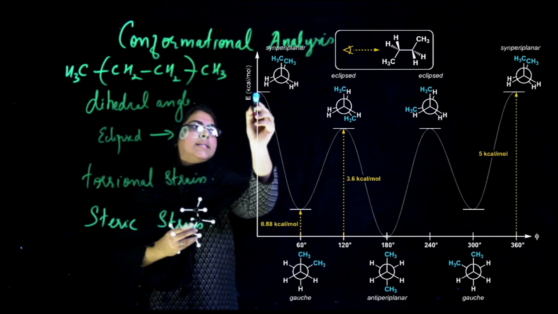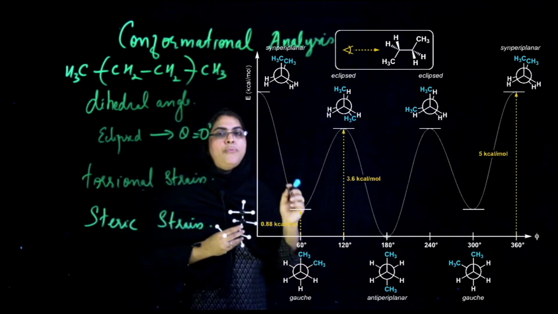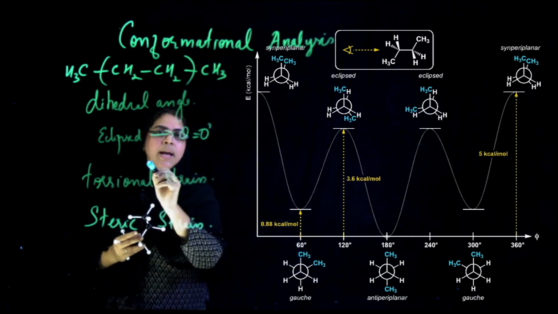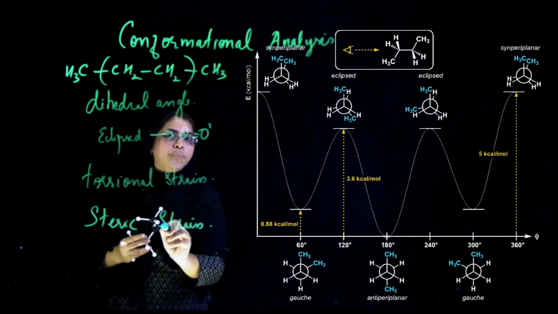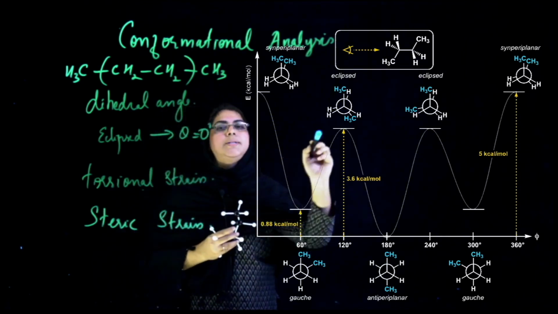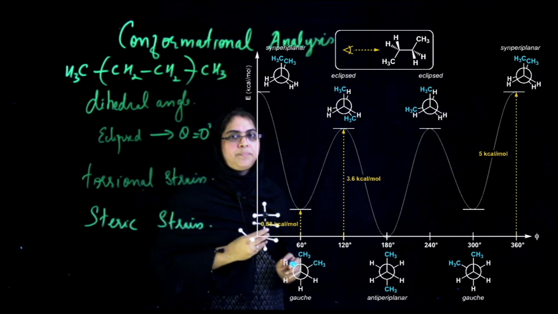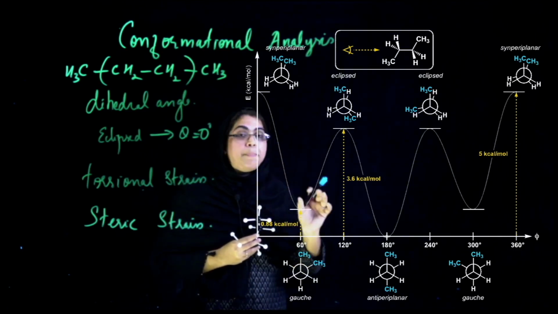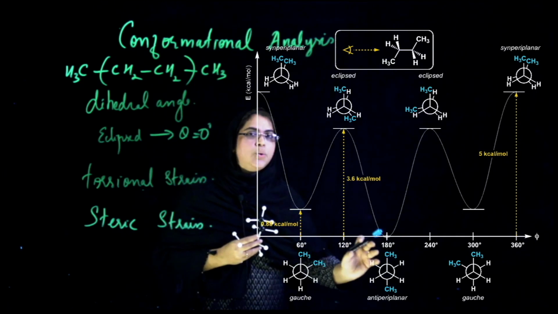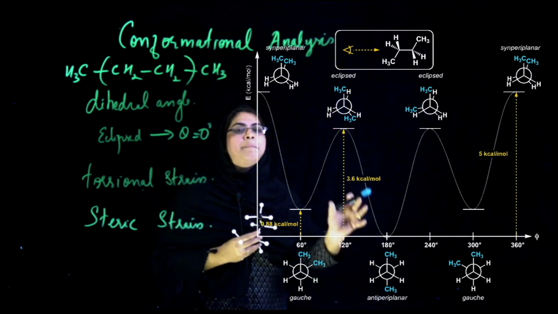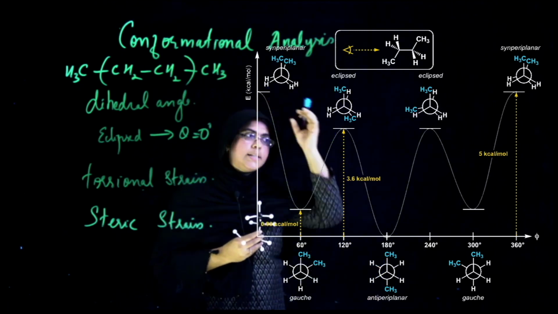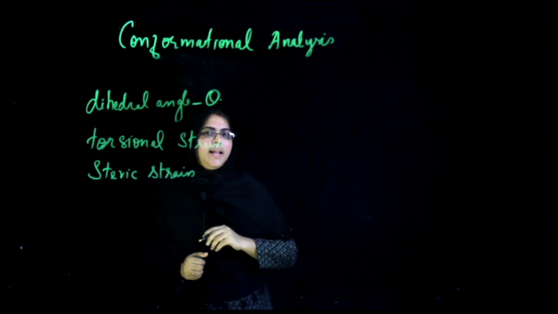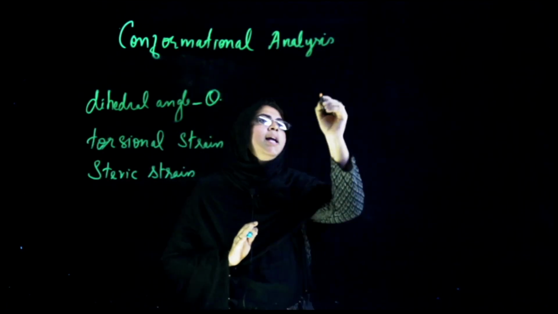Okay, so this is the conformational analysis of butane molecule. Here there will be contributing torsional strain and steric strain. These two factors decide the stability of different conformational isomers. So eclipsed, fully eclipsed, is known as syn-periplanar, and fully staggered, where steric strain is minimum and torsional strain is minimum, we call it anti-periplanar.